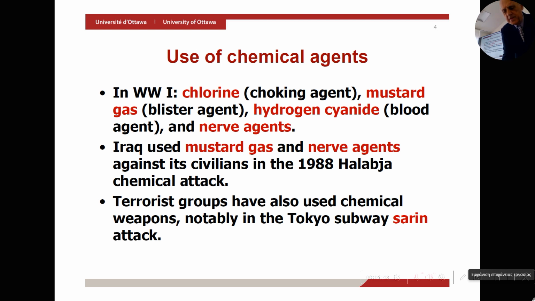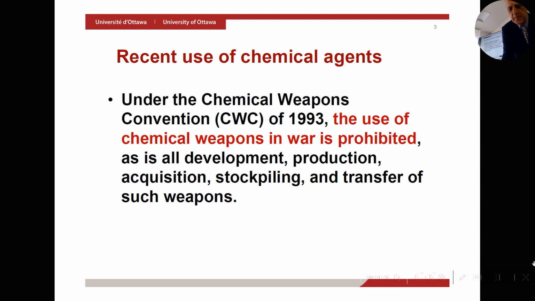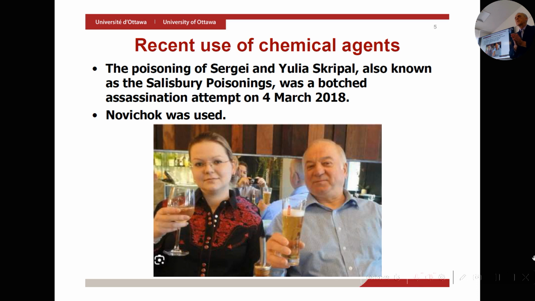Then we're going to look at a more recent application. If you remember the Salisbury poisoning, where you had Sergei Skripal and his daughter, apparently, though it was not necessarily proven exactly, two people brought a bottle of perfume and applied it to the doorknob of these people. They were found on a park bench, and fortunately they didn't die. It was Novichok, in fact, that was used for this poisoning.